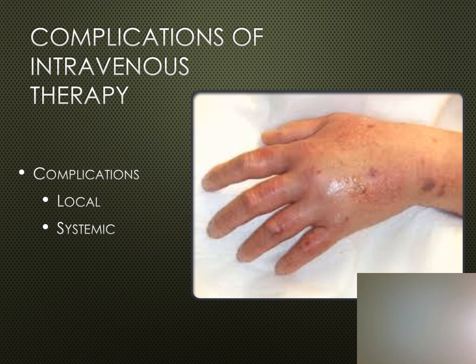So, infiltration and extravasation. Infiltration is the unintended infusion of non-vesicant fluid and medication into the surrounding tissues, while extravasation is the unintended infusion of a vesicant fluid or medication into the surrounding tissues. Now, a vesicant is defined as any fluid or medication that can cause tissue damage or necrosis, and it can lead to necrotic ulcers, compartment syndrome, complex regional pain syndrome.